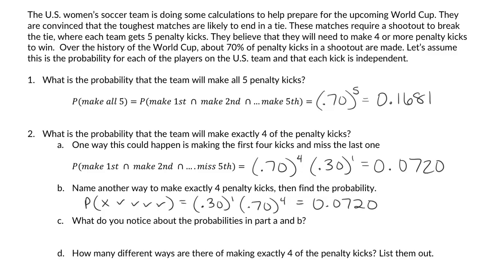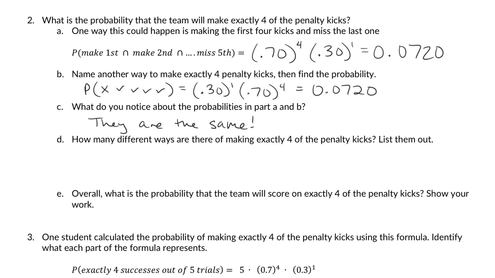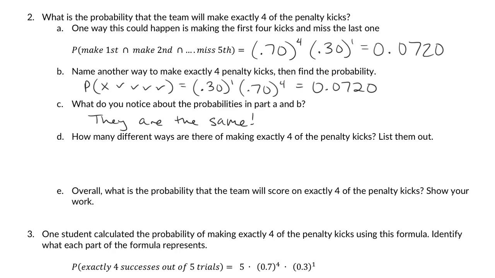Interesting. What do we notice? Oh, look, we already noticed it. They are the same. So we're saying here that so long as we just miss one of them, because they're independent, it doesn't matter if I miss the first one or the last one. Any of those times is an option for me to make 4 and miss 1. How many different ways are there, though, of making exactly 4 and missing 1 of these penalty kicks?